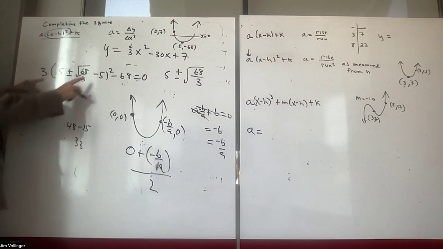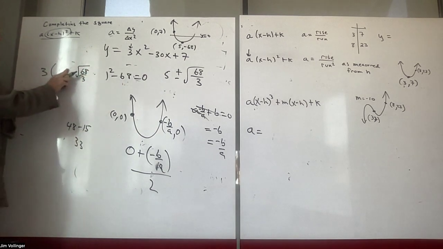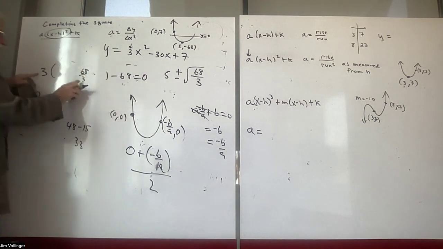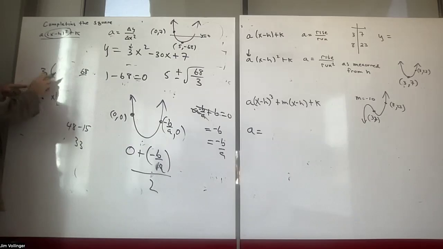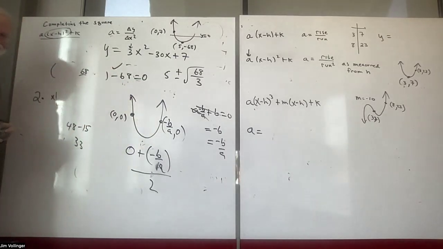68 over 3, what happens to the 5s? Cancel. What happens to plus minus when you square it? It's positive. What happens when you square a square root? Disappears. What happens when you multiply by 3 and divide by 3? The number doesn't change. And 68 minus 68 is 0, and we're done.